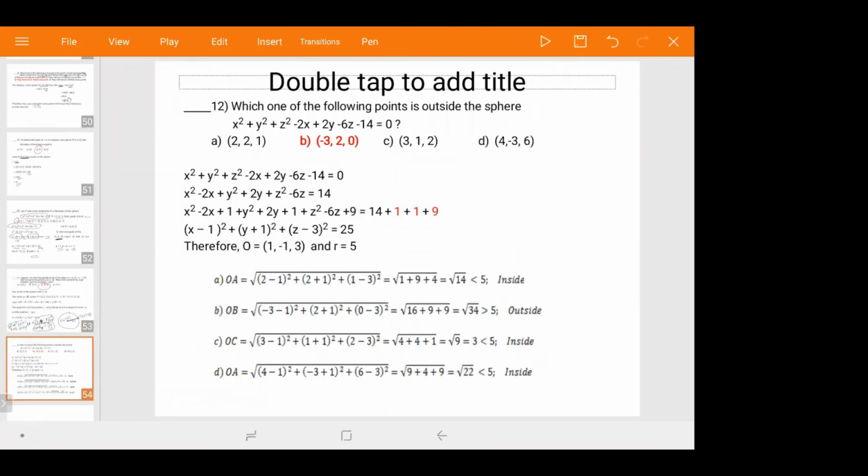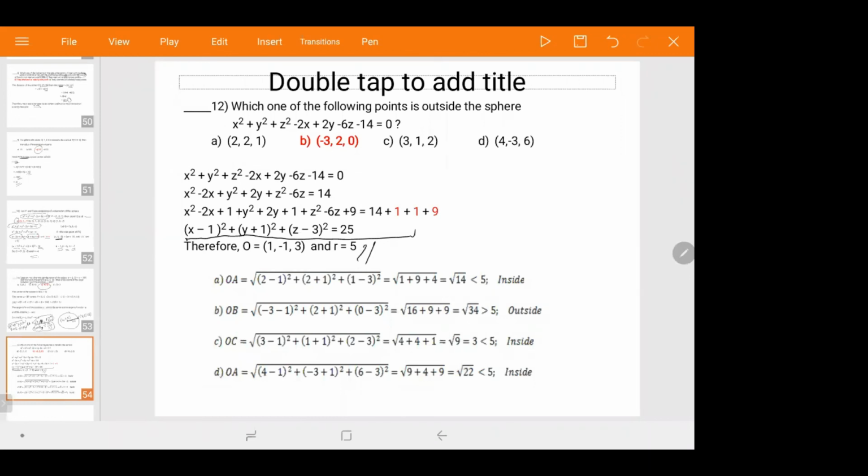Question number 12. Which of the following points is outside the sphere with equation x squared plus y squared plus z squared minus 2x plus 2y minus 6z minus 14 equals 0? The first step is to write this equation in its standard form. Applying the completing the square method, we get the standard equation of the sphere. From it, we can directly read its center and radius. Obviously the center is at (1, -1, 3), and the radius is the square root of 25, that is 5.